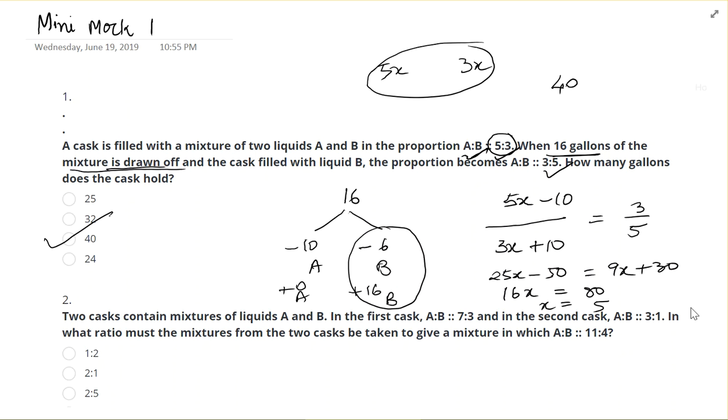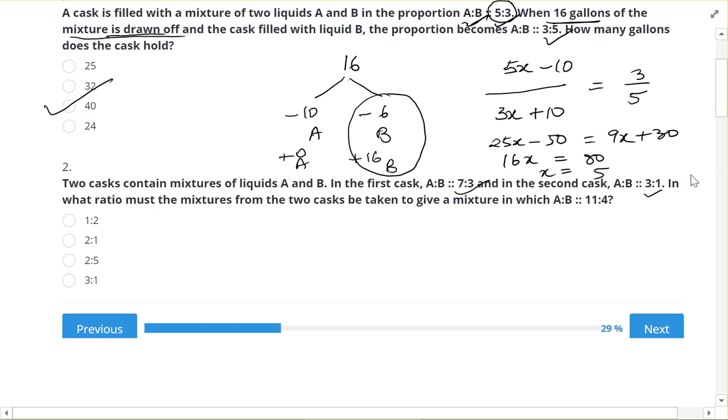Two casks contain mixtures of liquid A and B. In the first, A is to B is equal to 7 is to 3, and in the second, A is to B is equal to 3 is to 1. In what ratio? Let me tell you, this question is very easy and can be done with the help of the alligations cross method. So don't focus on both A and B at once. Focus on only one of them, any one of them.